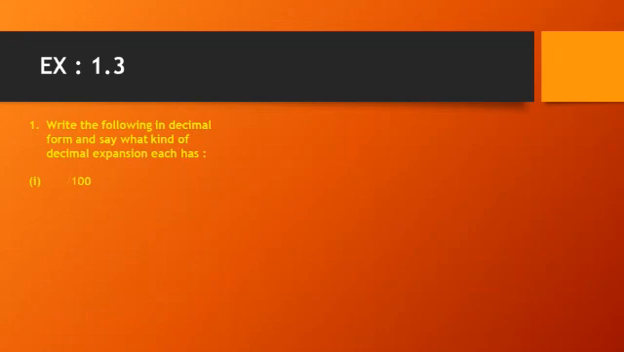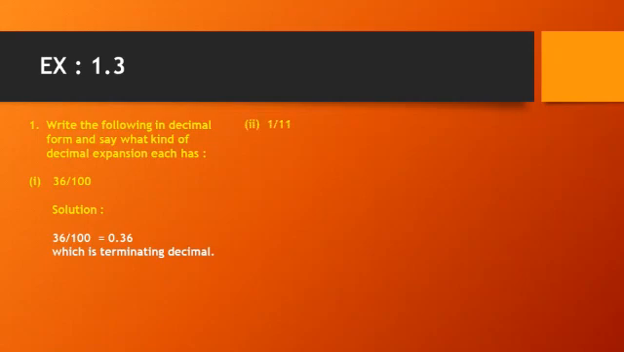Let us start exercise 1.3. First question. Write the following in decimal form and say what kind of decimal expansion each has. First question, 36 by 100. While dividing 36 by 100, we are getting the result as 0.36. This decimal expansion contains a finite number of digits as well as the remainder 0. Hence, we can conclude that this decimal expansion forms a terminating decimal.